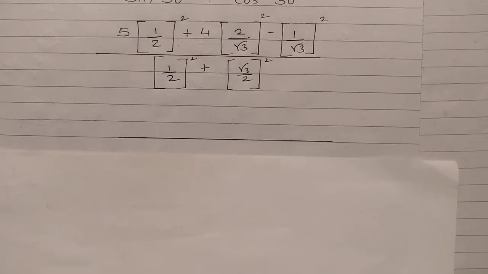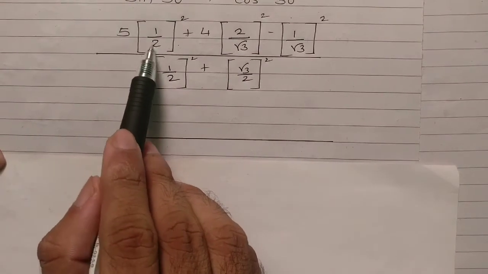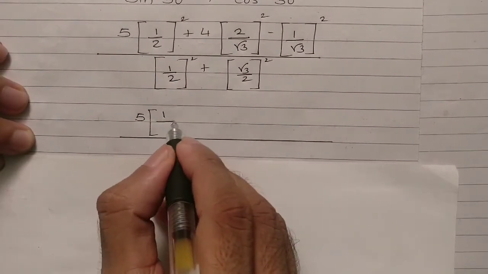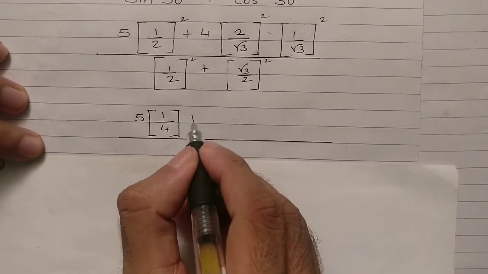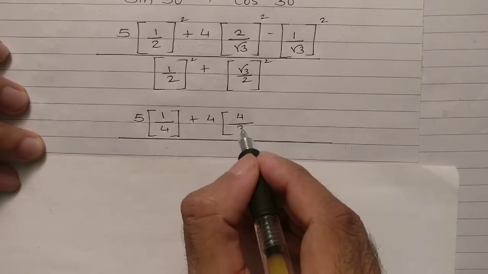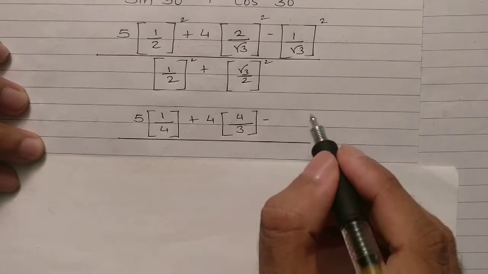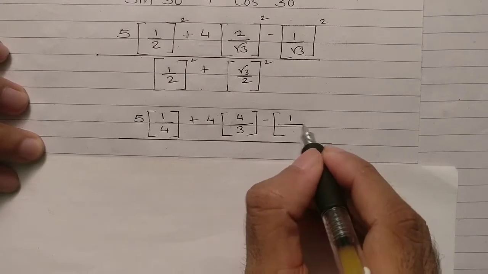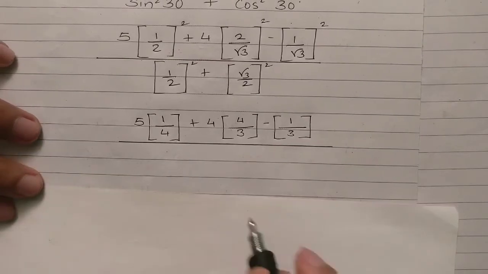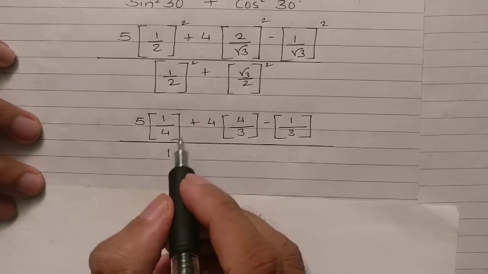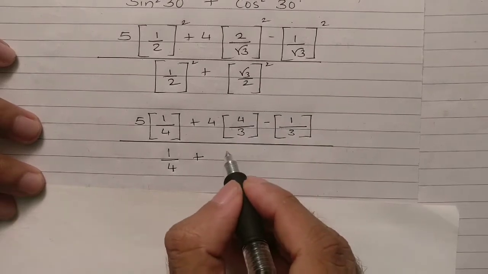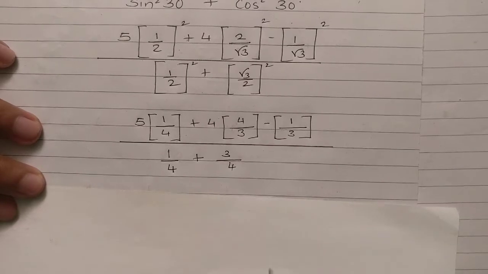And next step, all I have to do now is whatever is inside the bracket, square it. So I'll write 5 and put a bracket again. 1 square is 1, 2 square is 4, close the bracket, plus whatever is outside, write as it is. 2 square is 4, root 3 square is 3, minus 1 square is 1 upon root 3 square is 3. Similarly, 1 square is 1 upon 4, plus root 3 square is 3 upon 2 square is 4.